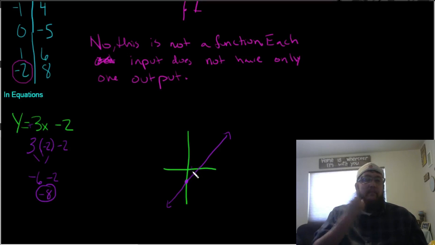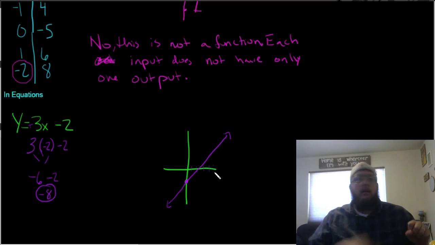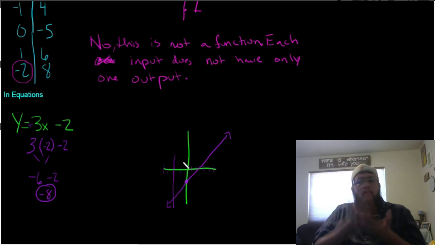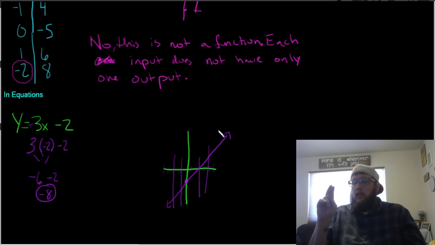No matter which x value I plug in here, it's only going to have one output. And we can prove that by doing the vertical line test. It's going to pass it each time we do it. And that's because this is a function. This is a linear function.